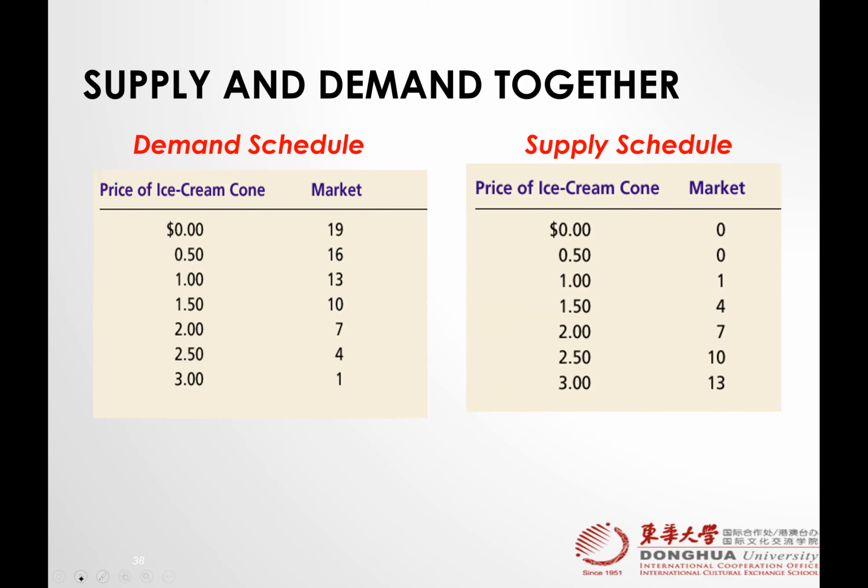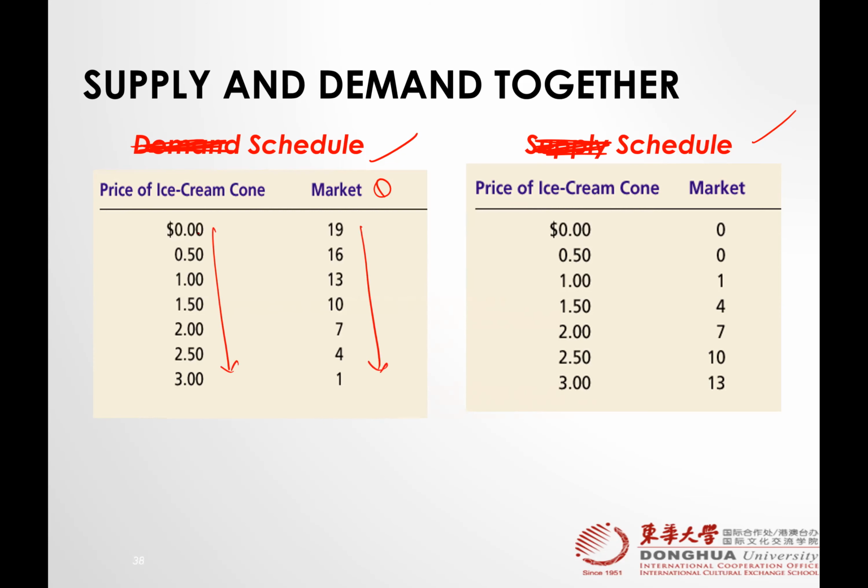So we have a schedule here. So if there is no label for demand and supply here, you can still find out which one is the demand schedule and which one is the supply schedule. And how can we find out? You see the price and the market quantity relationship here.